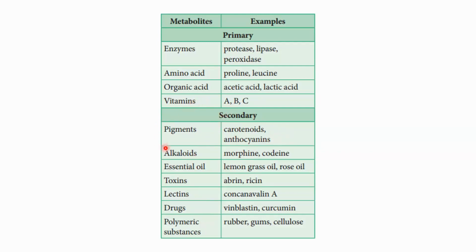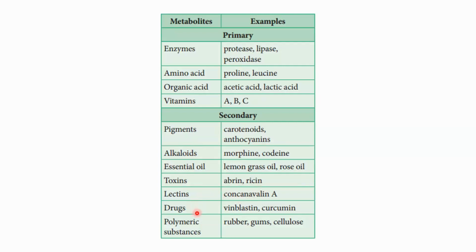So secondary metabolites may include the following, for example, pigments like carotenoids and anthocyanins. It may include alkaloids, for example, morphine or codeine. It may include essential oils, for example, lemongrass oil, rose oil. It may include toxins, for example, abrin and ricin. It can include lectins, for example, concanavalin A.